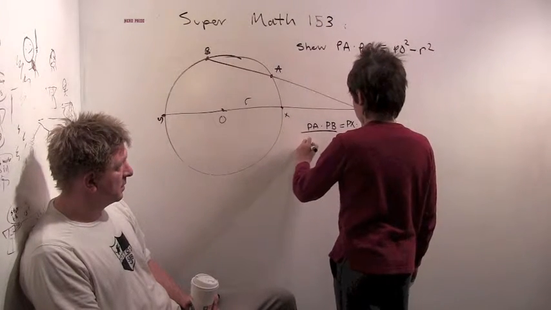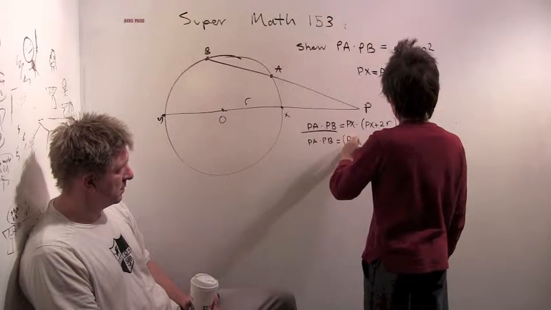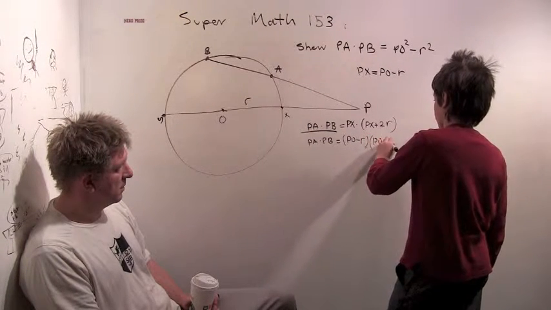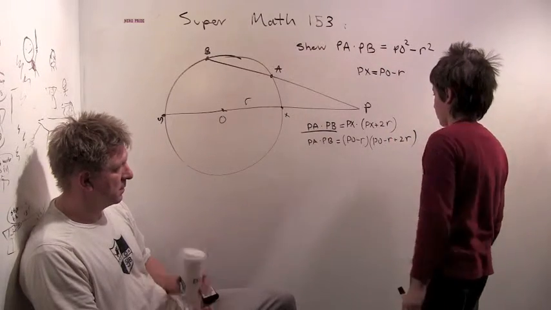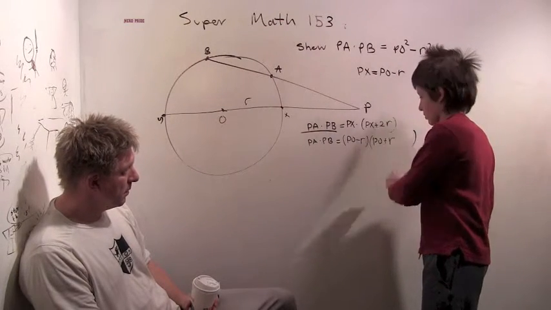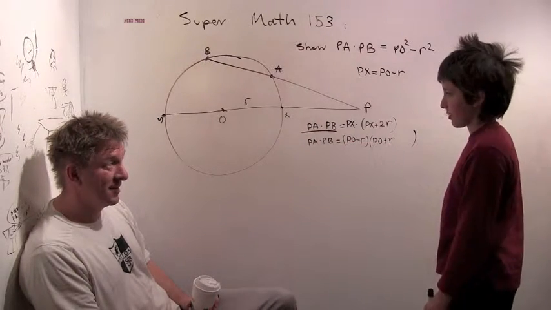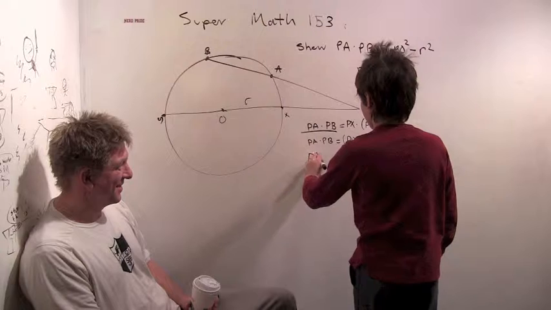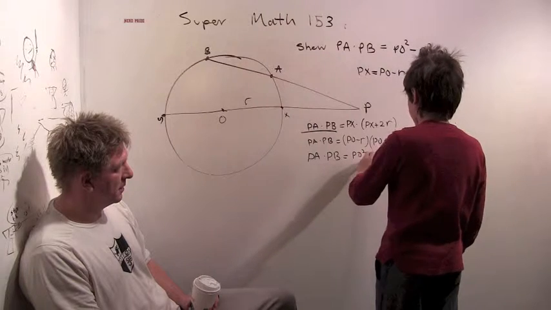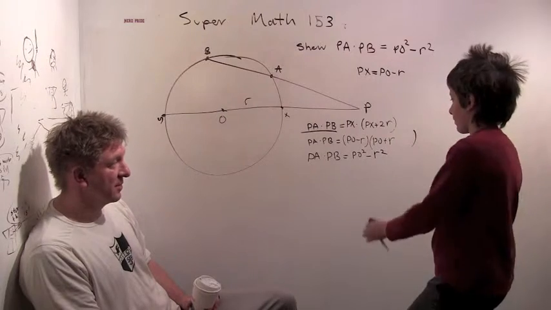So we could say PA times PB equals PO minus R times PO minus R plus 2R, which you could just say is PO plus R. Well, now we have a difference of squares. PA times PB is PO squared minus R squared. How interesting.